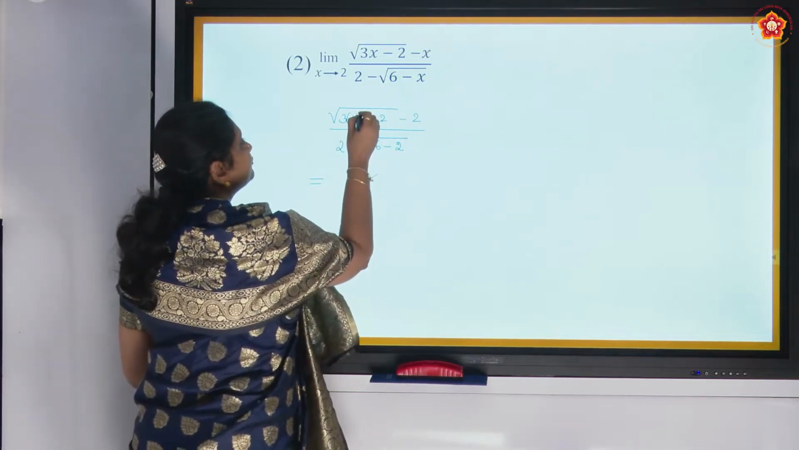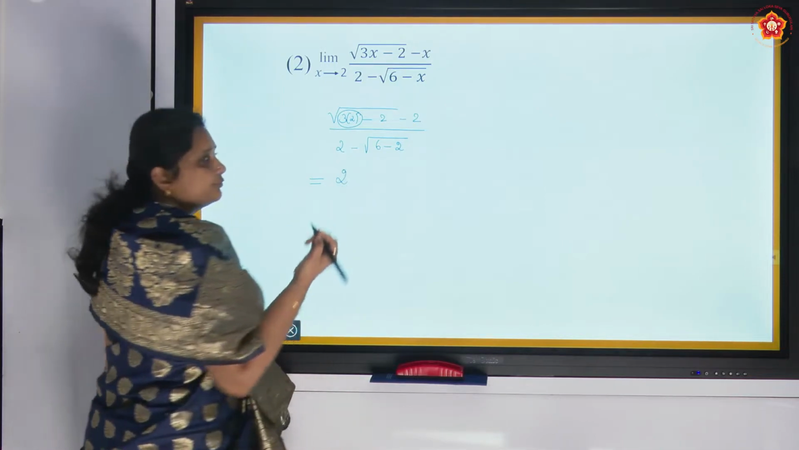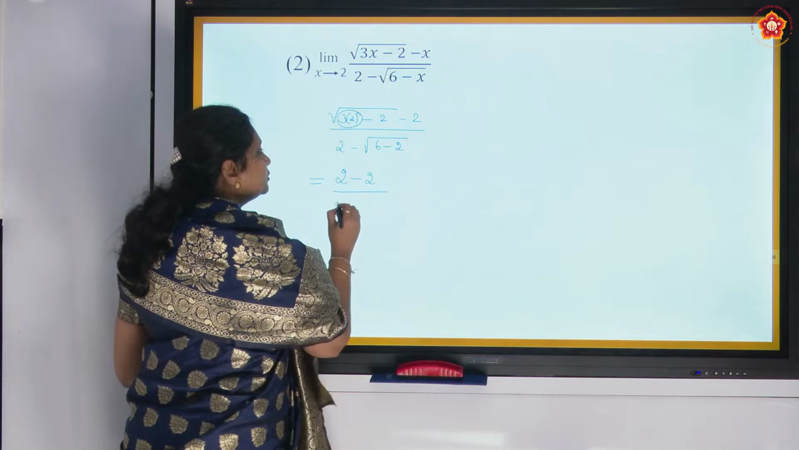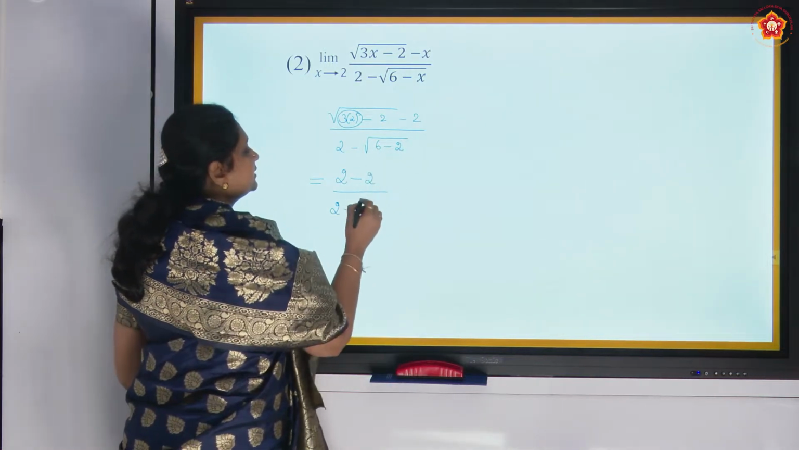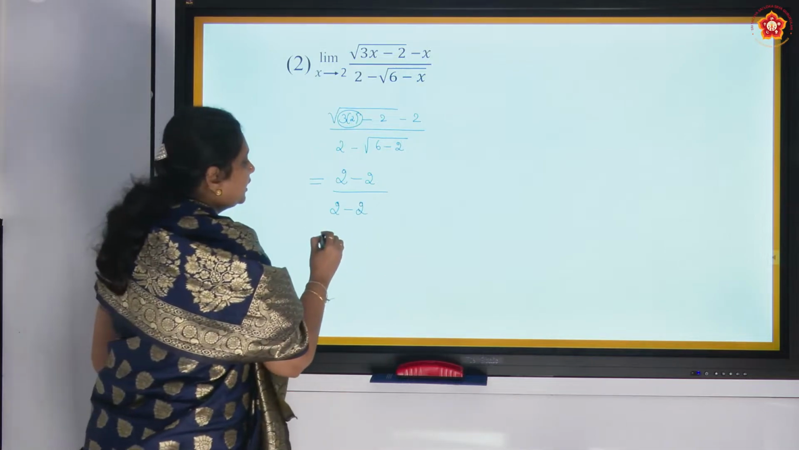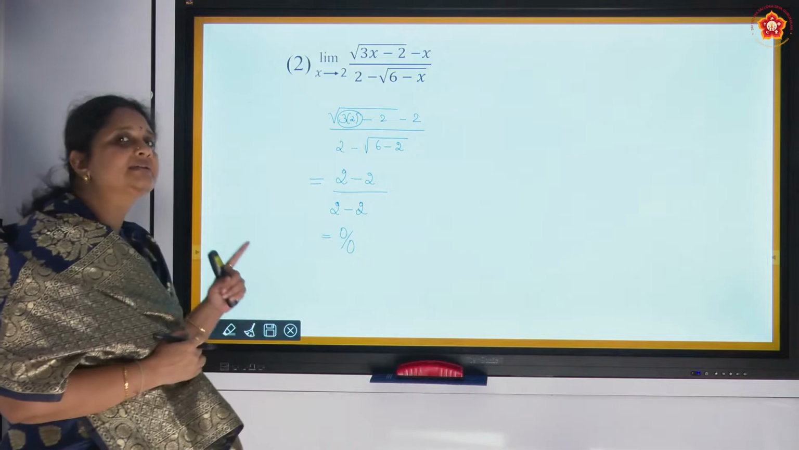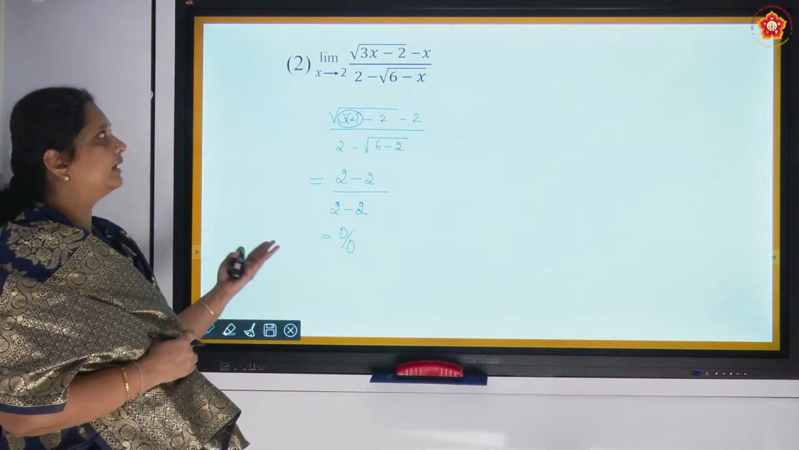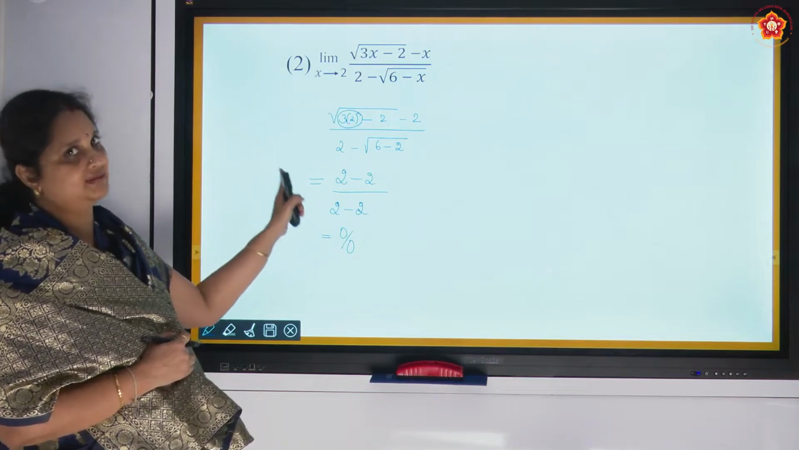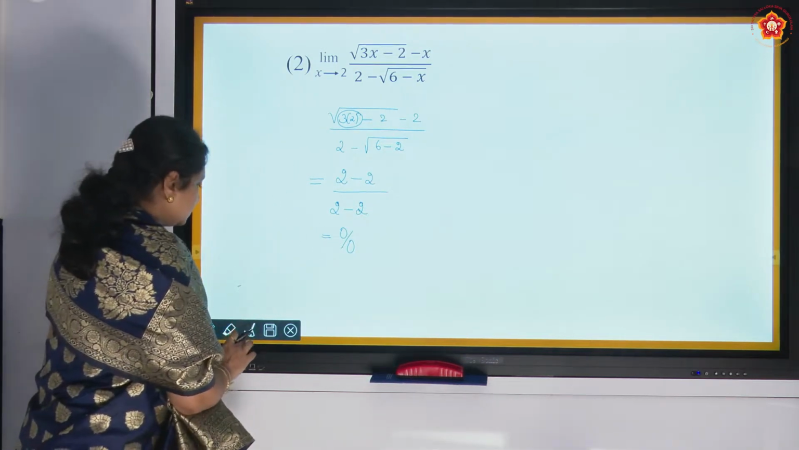So this is root of 6 minus 2, that is root of 4. Root 4 is 2. 2 minus 2 divided by 2 minus, again 6 minus 2 is root 4, that gives you a 2 again. So here I get a 0 by 0 form. So this is an indeterminate form. So I'm unable to find out what happens to the function at this point, right? So now I need to rewrite the function.